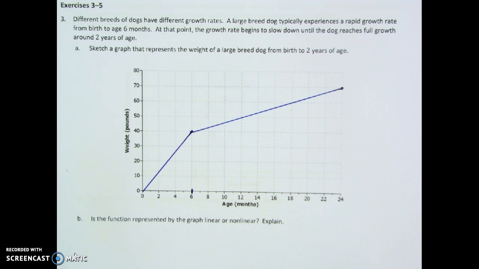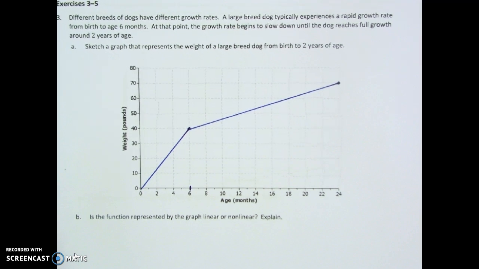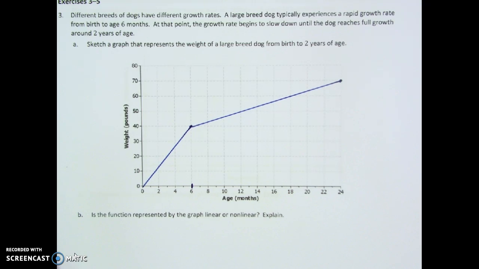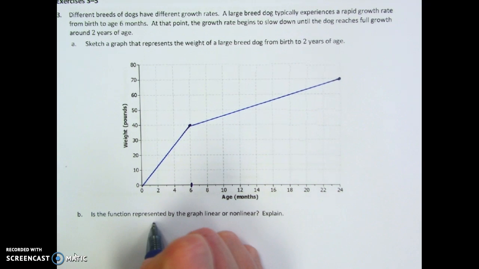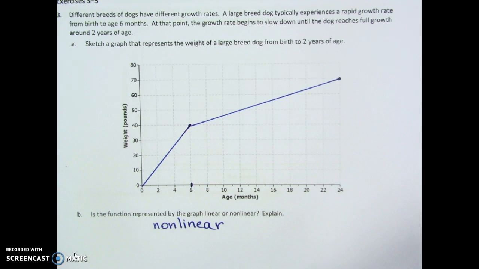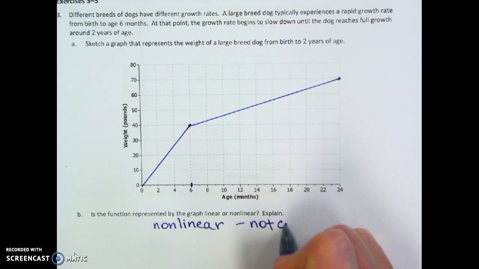So we want to know if this is linear or nonlinear. Well, it's not one straight line, so this would be nonlinear. In other words, the rate is not constant. Okay, it changes. We don't have a constant rate.